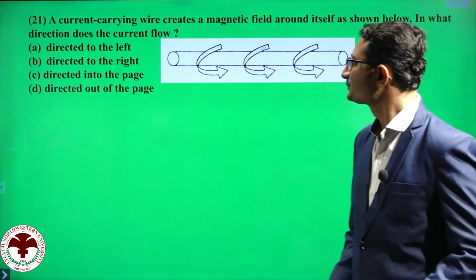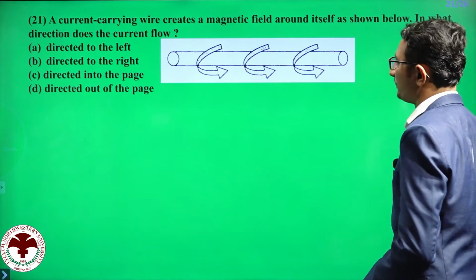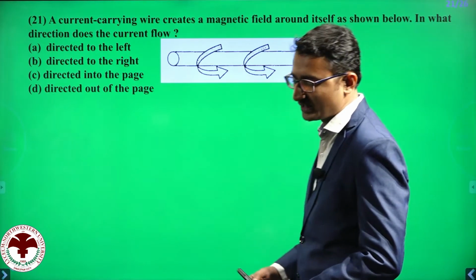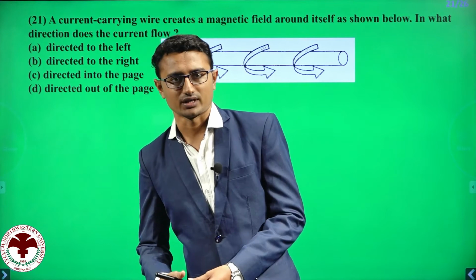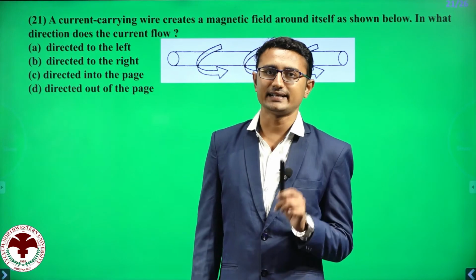Okay, in this question, a current carrying wire creates a magnetic field around itself as shown below. In what direction does the current flow? We want to find out the direction of current. For this, we should know about Fleming's right hand rule.